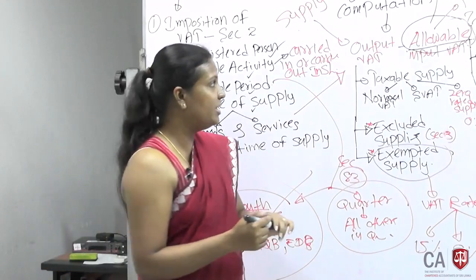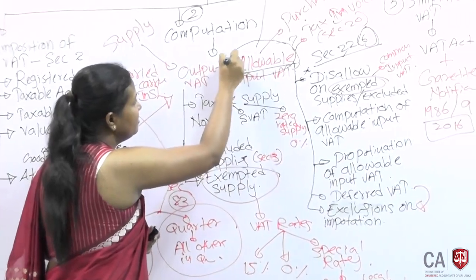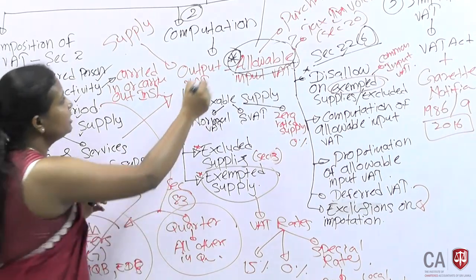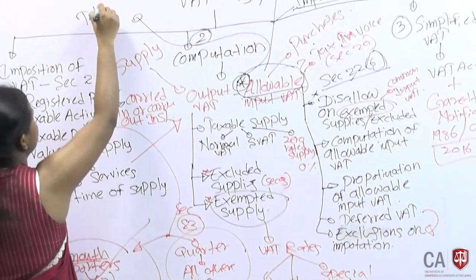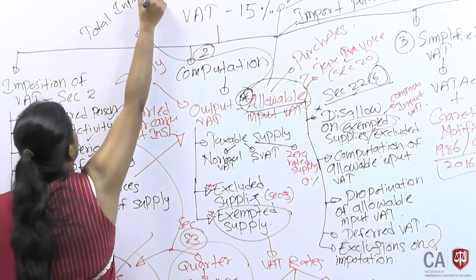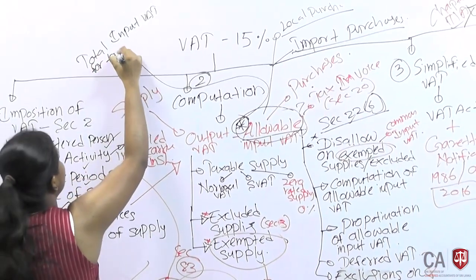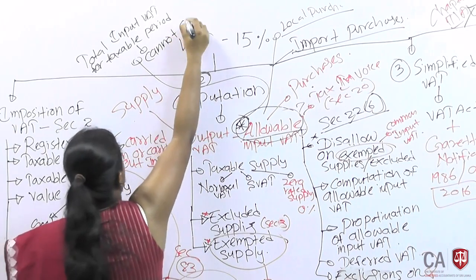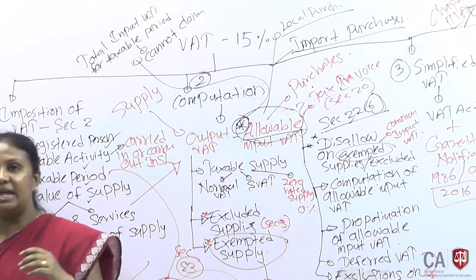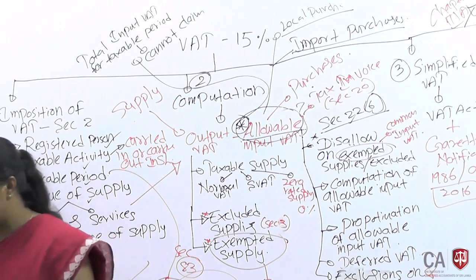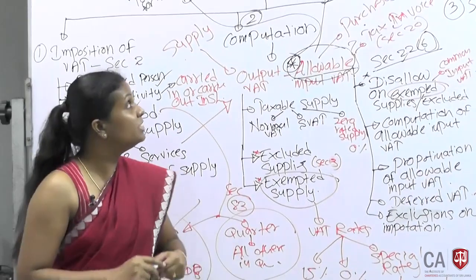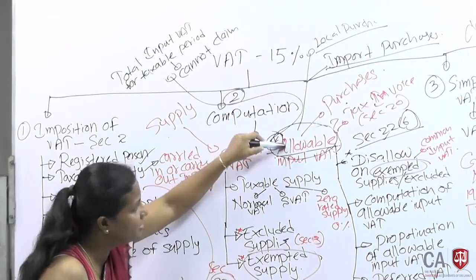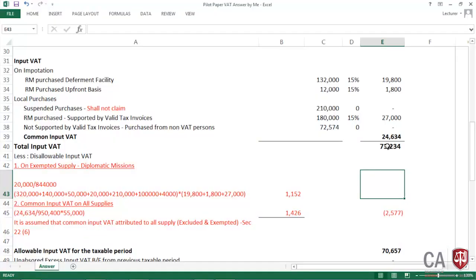Now I am again coming here, I have used the word allowable input VAT. That means the total input VAT for the taxable period we cannot claim fully if there are exempted and excluded supplies. Now in this question there are exempted and excluded supplies, so from this total input VAT, you need to compute allowable input VAT. Okay, now this is the procedure.